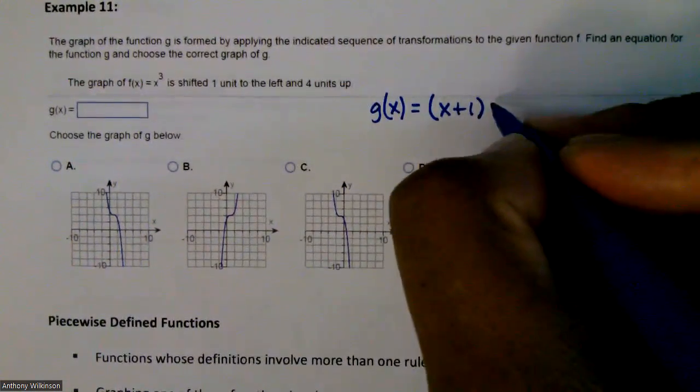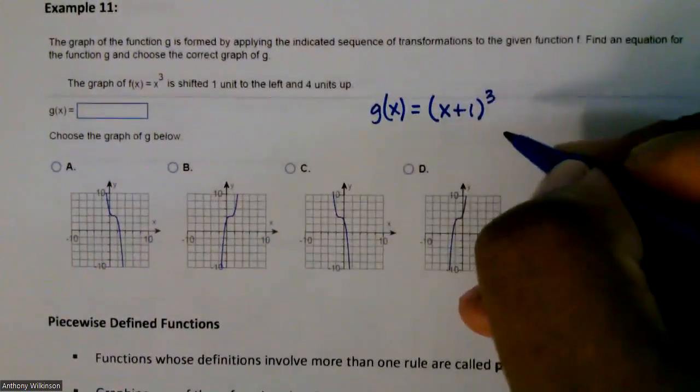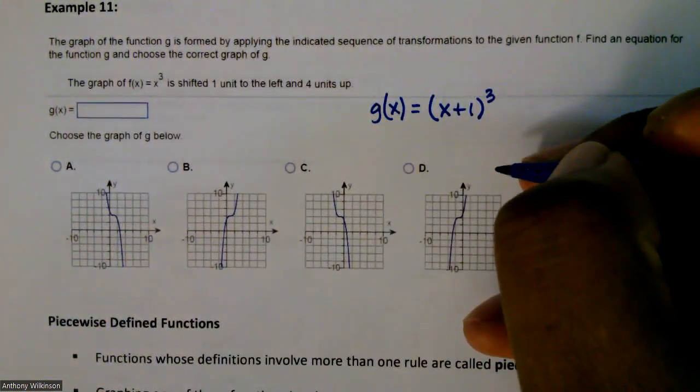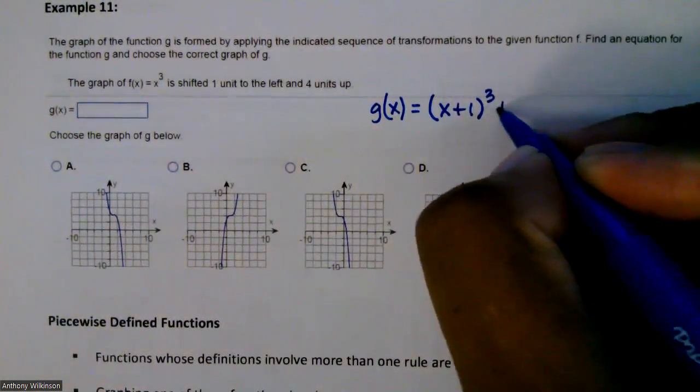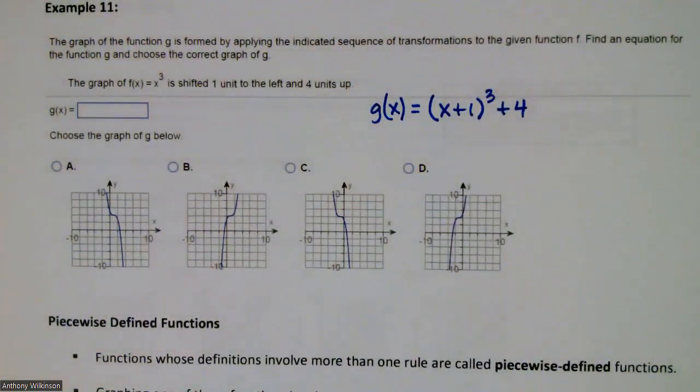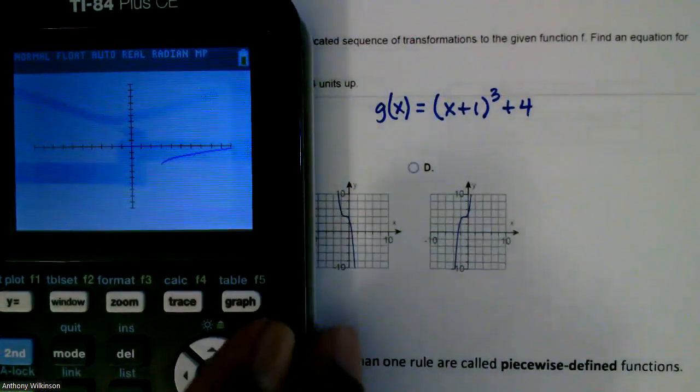It's got to be the opposite. If it's shifted to the left or to the right, it's going to be the opposite sign. And 4 units up, same sign, plus 4. So that's what g of x is: x plus 1 quantity cubed plus 4. Now let's graph this in our calculator.